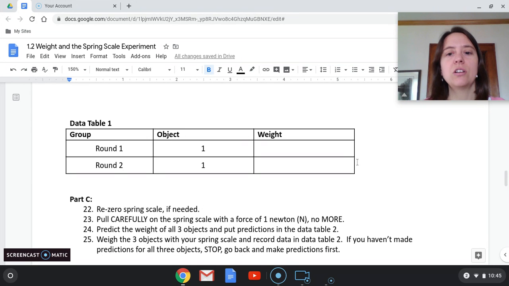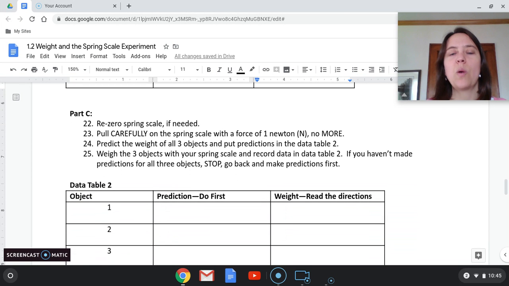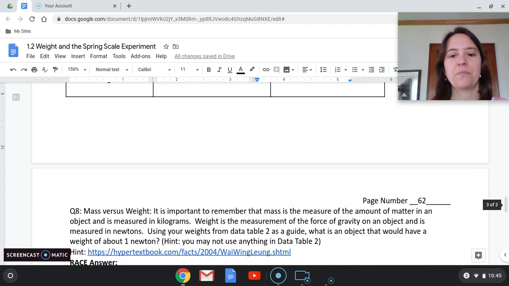So we have to use standard units, and that is also why we use the metric system, or SI, in science, so that we're using the units that the rest of the world uses. So centimeters, meters, kilograms, grams, liters, milliliters, stuff like that. And then weight, the metric unit for weight is newtons.